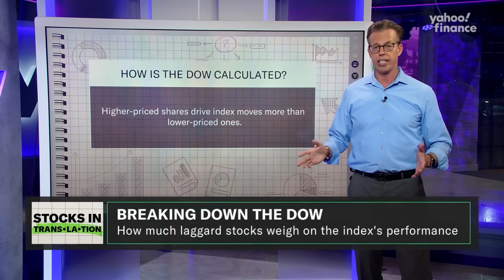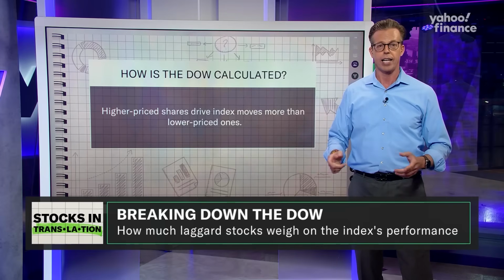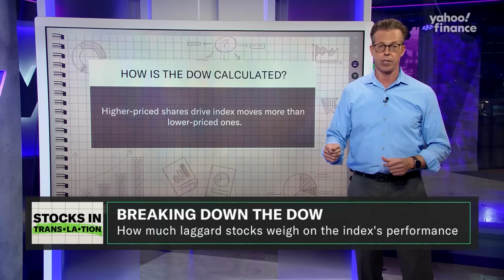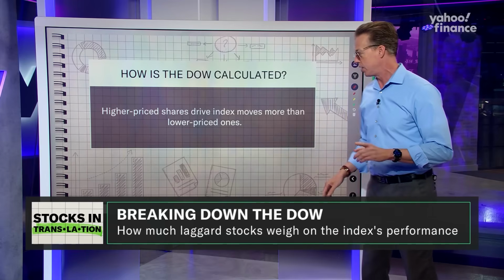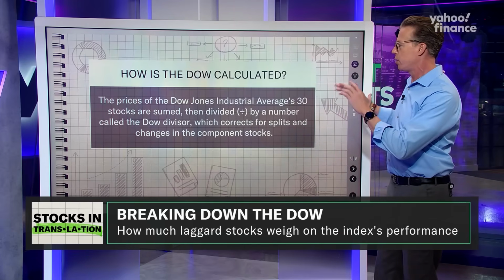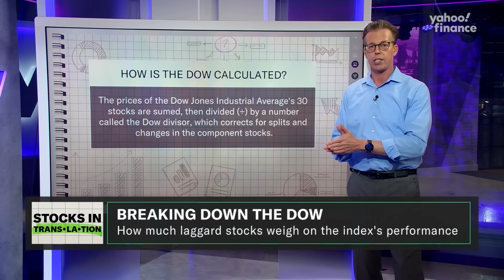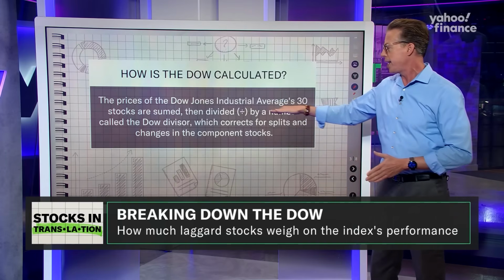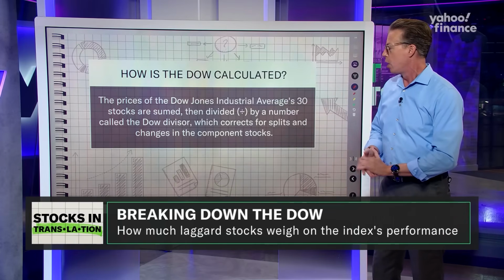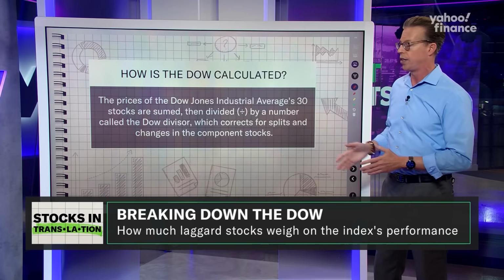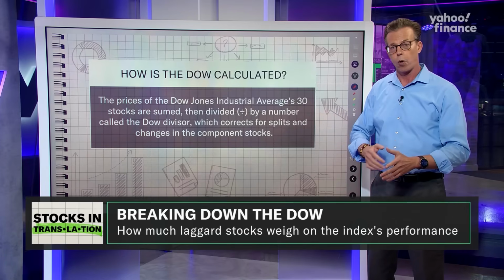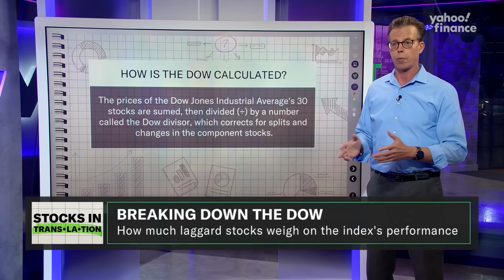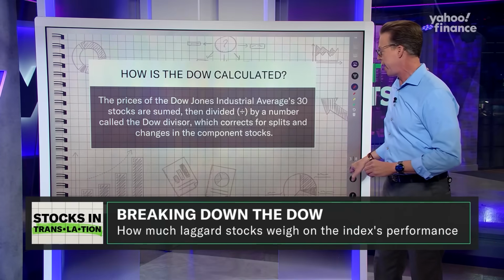And almost every other index, by the way, like the S&P and the NASDAQ, use a company's market capitalization, but that requires a lot more paperwork and more calculations. So here's the full method. Basically, you sum the prices of all 30 stocks in the index, and then you divide it by a number called the Dow divisor, which corrects for splits and changes in the components of the stocks. So anytime a stock has a stock split in the index, or when one stock is swapped out for another one, that Dow divisor will change.